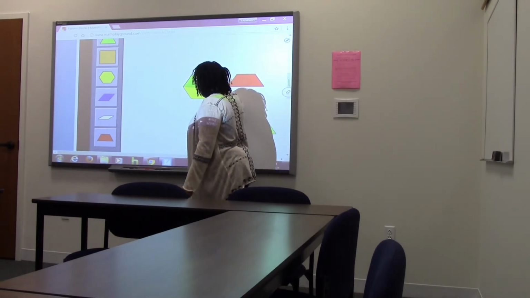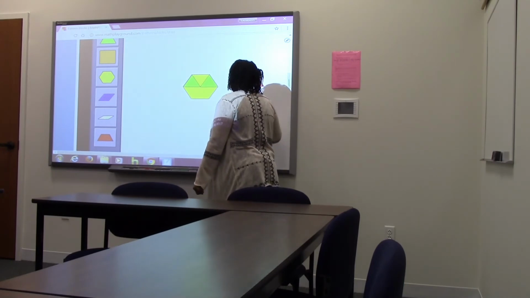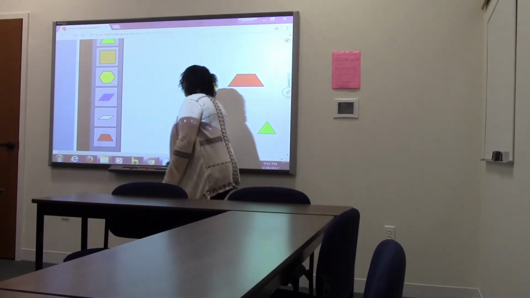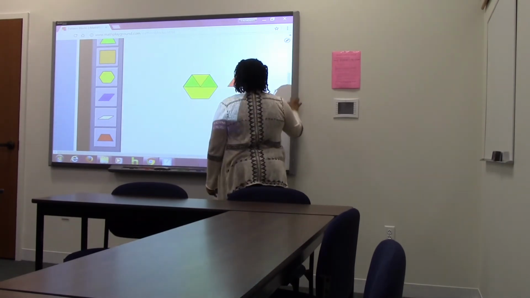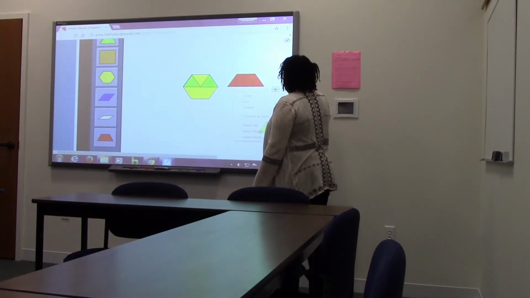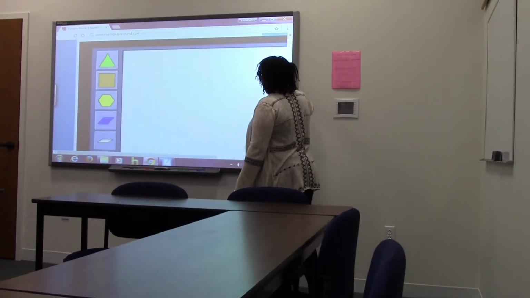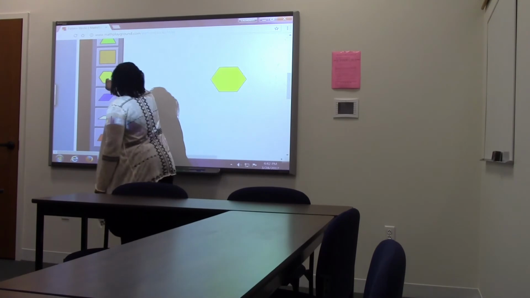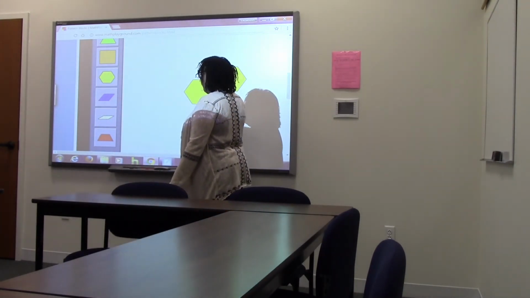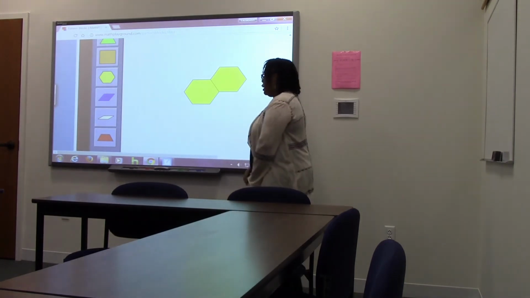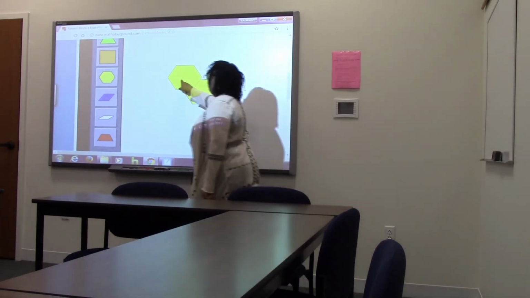So now I'm going to erase all this and then have somebody else come up to the board and give one more example, but this time we're going to use a double hexagon. So now we have two hexagons, and we put them together. So you can come to the board and either move the shapes or draw the shapes to show a new equivalent fraction, because this is one whole.